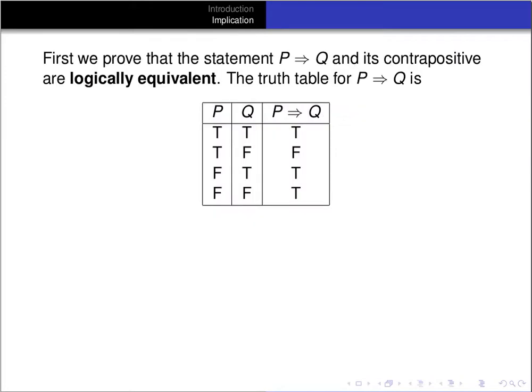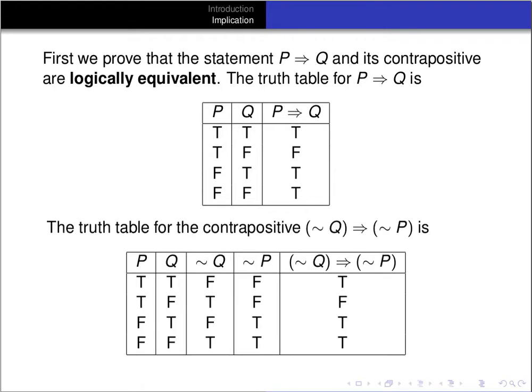So we'll prove that, and we'll see it by looking at the truth tables for the various statements. So recall the truth table for P implies Q. And now let's look at the truth table for the contrapositive, not Q implies not P. Okay, so we can see if P is true and Q is true, then not P is false and not Q is false. And so not Q implies not P is going to be true. Okay, so when P is true and Q is true, the contrapositive is true, as is P implies Q.